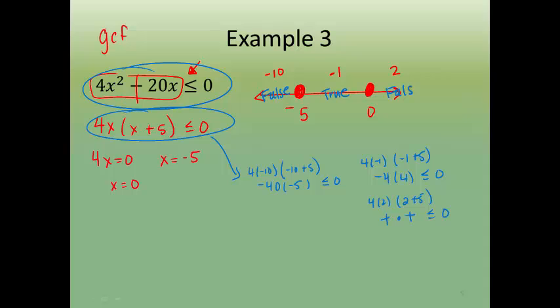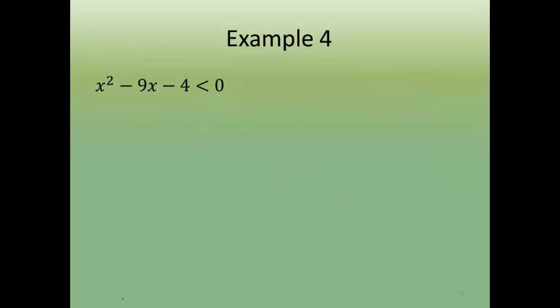So these are false. So very quickly, from the step of factoring by GCF to find my two numbers, to put them on the number line, to then test the three regions, I come up with the conclusion that from -5 to 0 is my solution set. I've got one more actually.